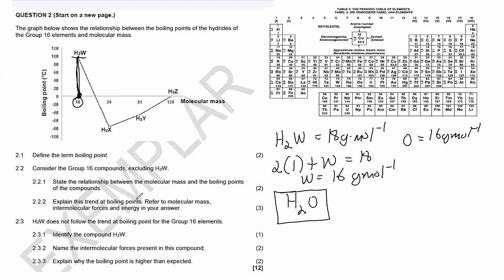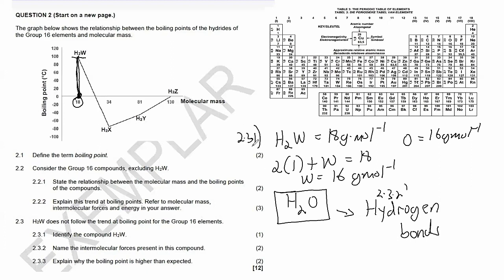Then 2.3.2 says name the intermolecular forces present in this compound. Now, what are the intermolecular forces present in H2O? We already know the hydrogen is bonded to an oxygen, so this has to be what? Hydrogen bond. So for 2.3.2, our solution should be hydrogen bonds, right? So note that the calculation and identifying this was 2.3.1.